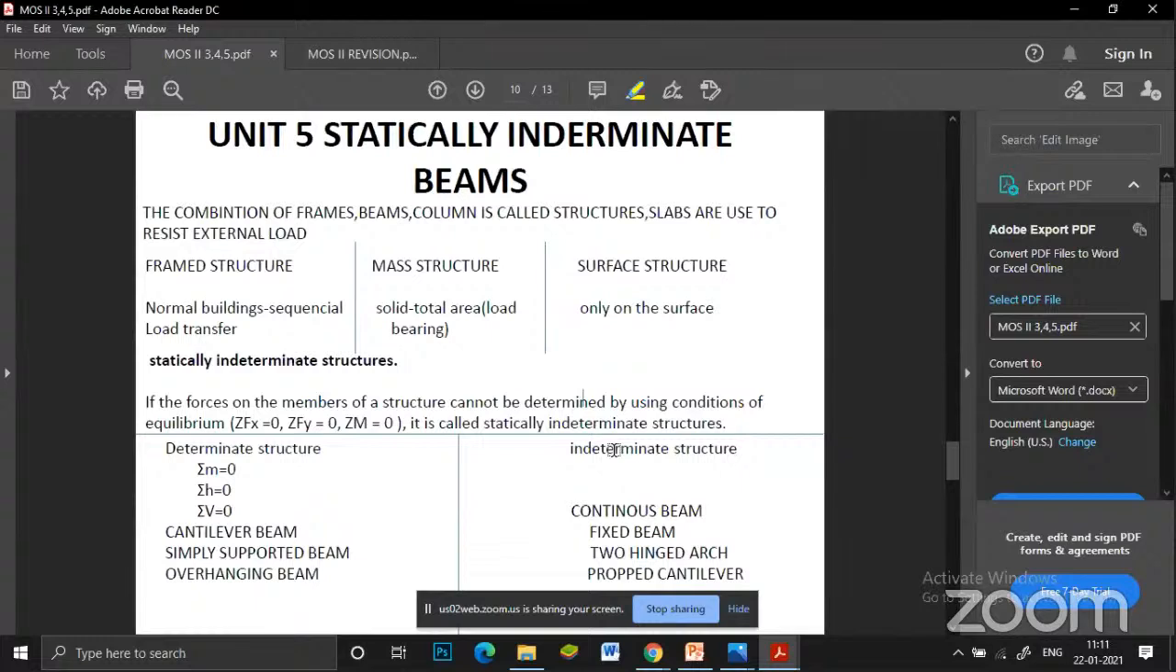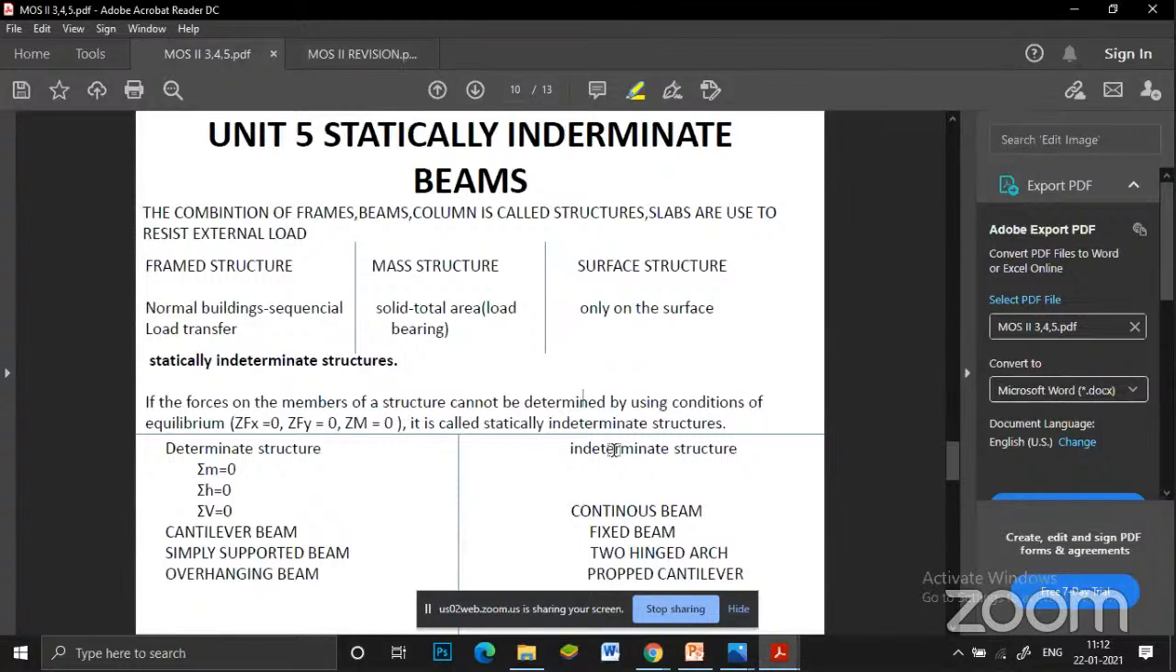Okay. Now, when we get into the structure, we should also know the basics about what the structure is: frame structure, mass structure, surface structure. In the case of a frame structure, this is nothing but a simple, usual building, your home or whatever it is. It can transfer load continuously, like from one column to the next column, so it continuously transfers the load. In that case it is a frame structure.